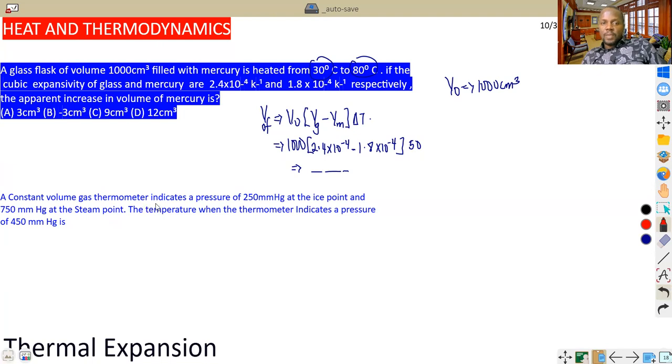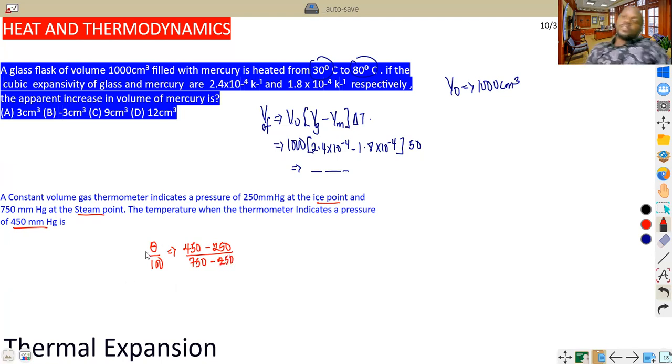A constant volume gas thermometer indicates a pressure of 250 mmHg at ice point and 750 at steam point. The thermometer indicates a pressure of 415 millimeter of mercury. That's a pressure thermometer. Remember, on the thermodynamic scale we are looking for the temperature, which is always theta minus zero, because we are talking about ice point over 100. So it's theta minus zero over 100 equals the pressure at that temperature, 415, minus the ice point pressure, 250, divided by the steam point pressure, 750, minus 250. So this is it.